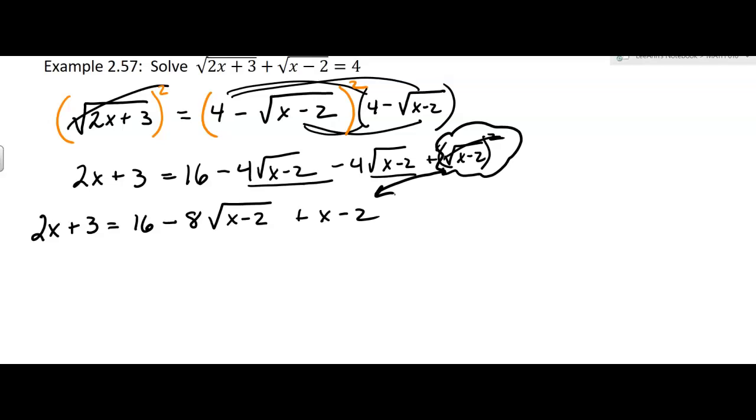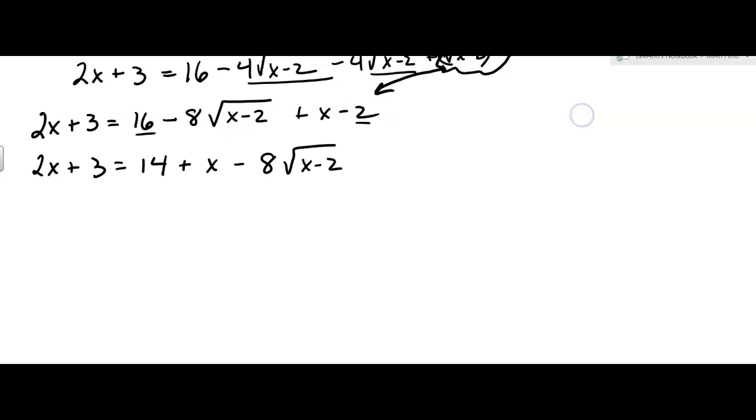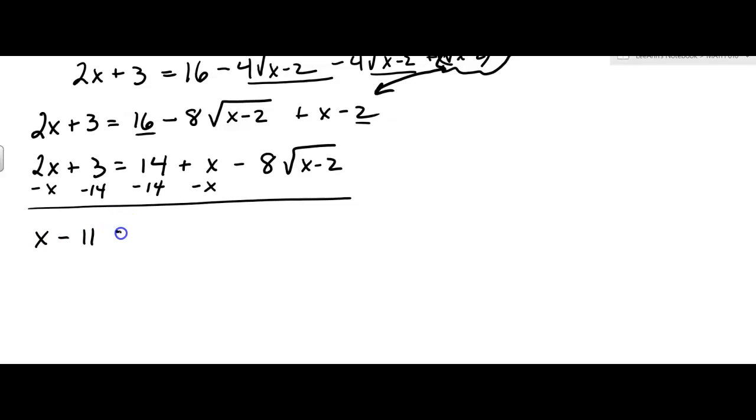Okay. Now, we can do more. So 2x plus 3 equals, that 16 minus 2 is going to be a 14, plus the x minus 8 square root x minus 2. Okay, I'm going to get the 14 on the other side. And I might as well subtract the x on the other side at the same time. Okay, so I get x minus 11. 2x minus x is x. 3 minus 14 is negative 11 equals negative 8 square root x minus 2.